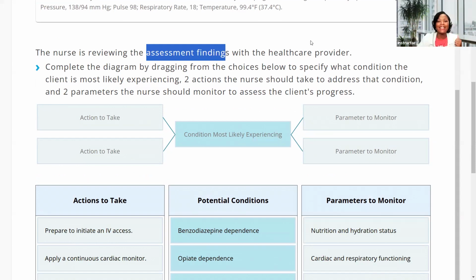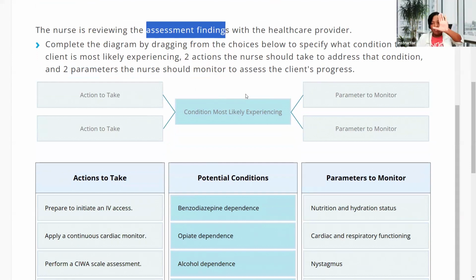So we're talking to the doc. All right. And they basically want us to complete the diagram. And for many of you, you know exactly what this type of question is. It's the bow tie, right? It kind of looks like a bow tie.